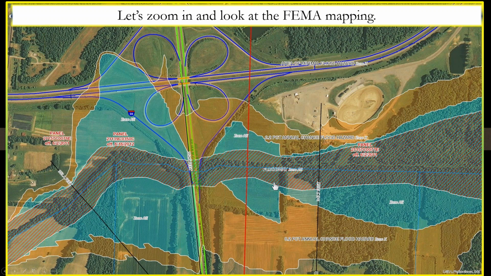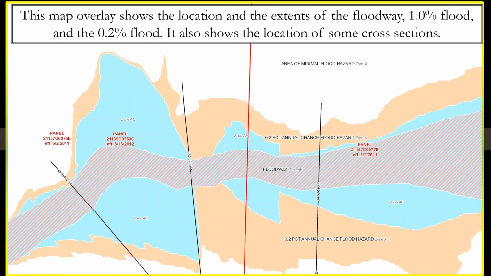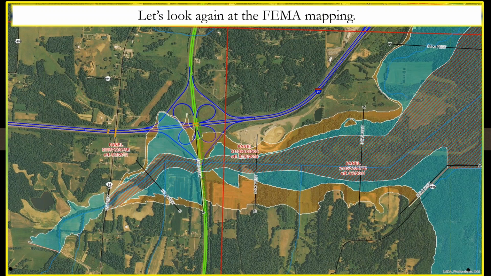So if I got rid of all the imagery behind it, this again is just the imagery. This is the mapping that we deal with, and just for your benefit, you can see it's a little cleaner looking at that type of mapping.